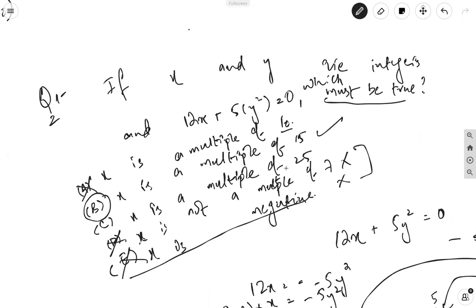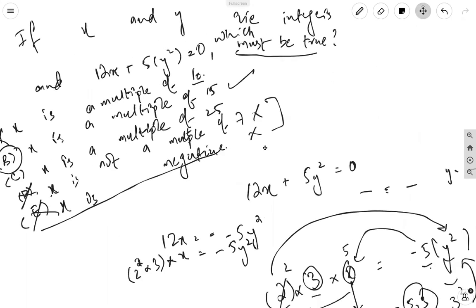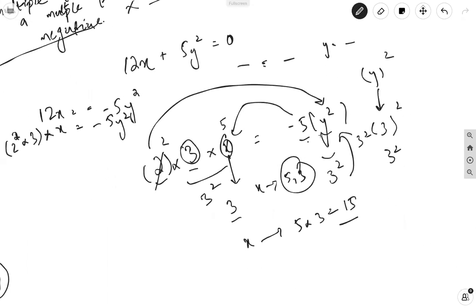And the last one, it is a multiple of 25. That is only possible if we have two 5s, 5 square outside. We could consider a case, but that will not be a must case. You got my point? Yes, I got you. Perfect. Anyone else got my point?